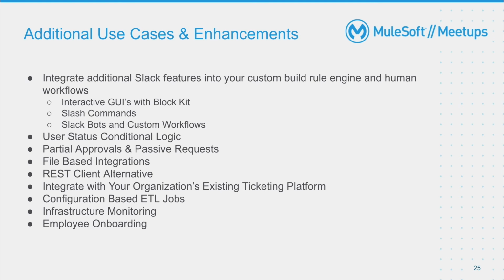We can also create file-based integrations. So with the Slack connector, we have the ability to read and write from files in Slack. So let's say you have a job report that you need to publish after every execution. Well, that can be placed in a MuleSoft channel that the business team can then all have access to and even discuss the results of those directly in line.